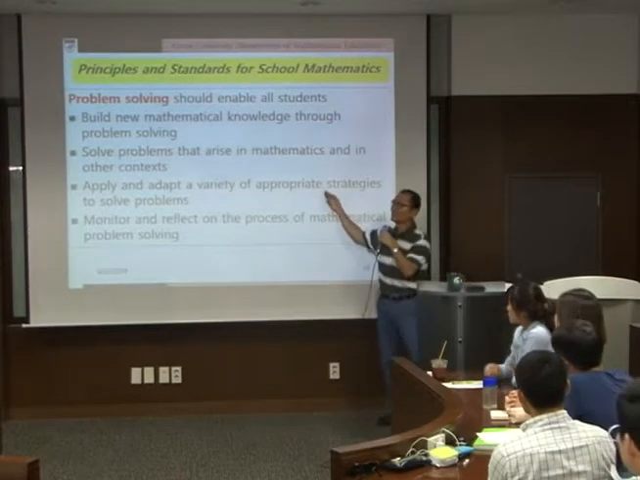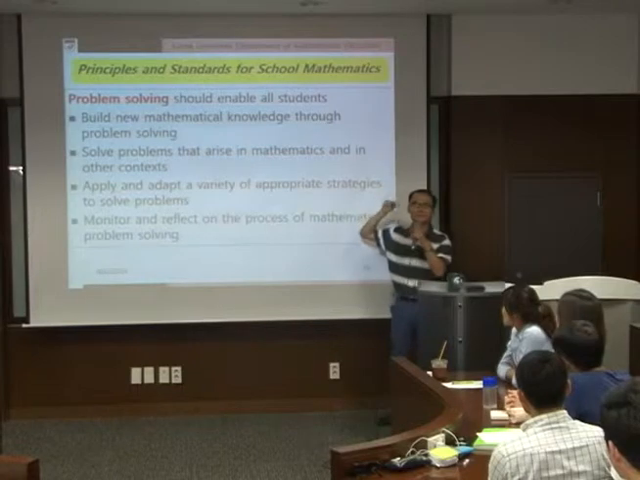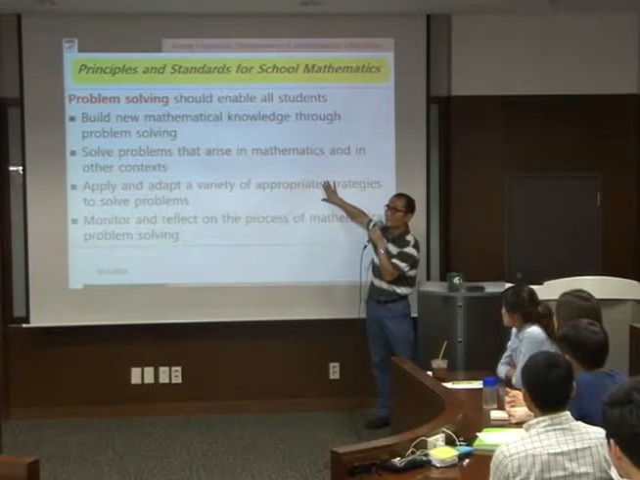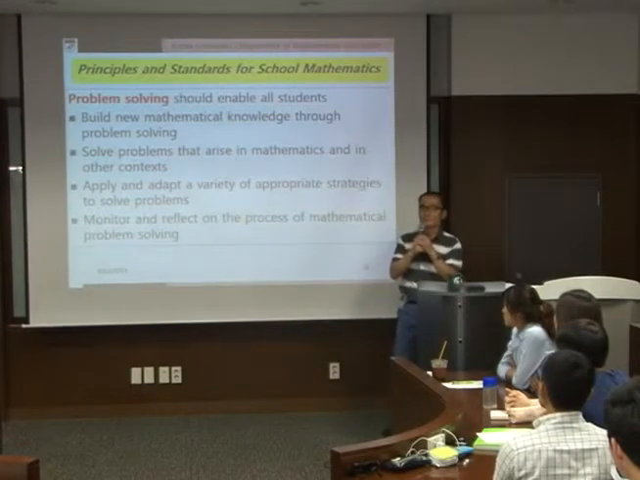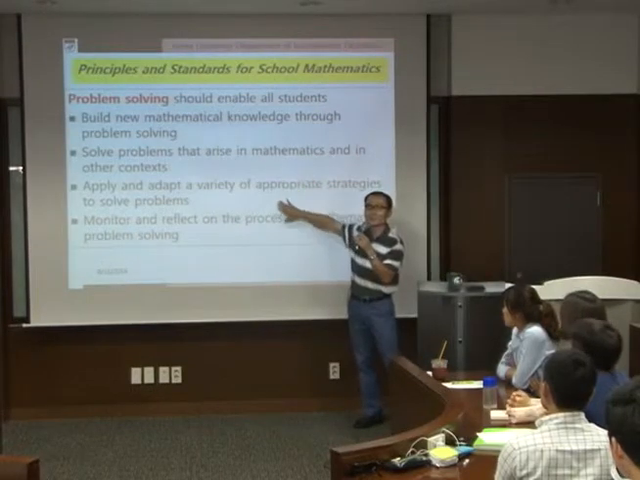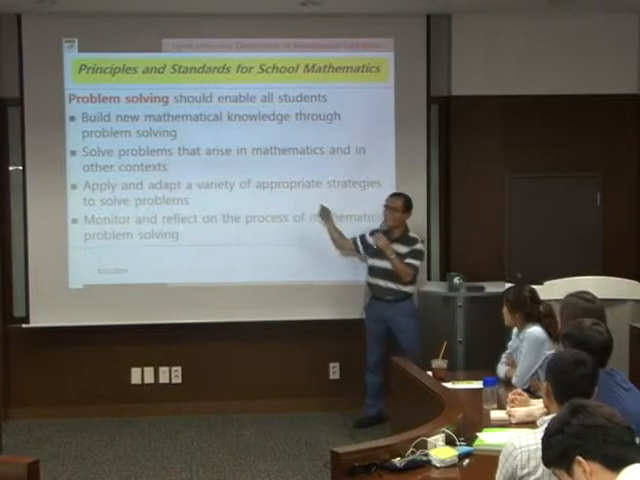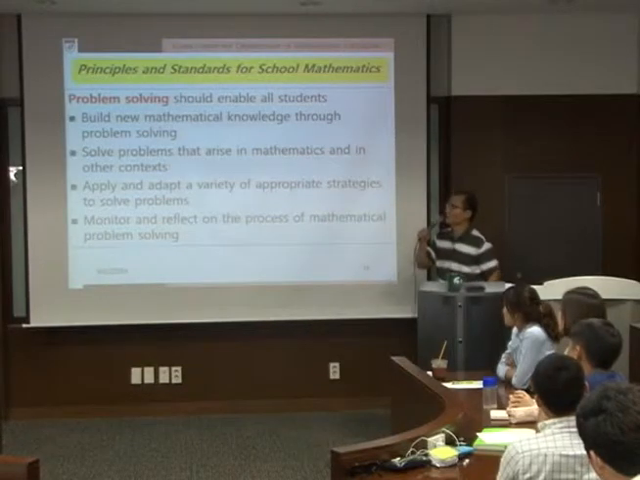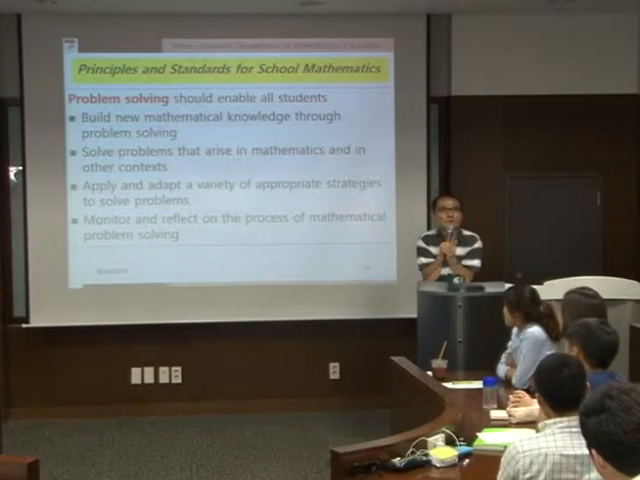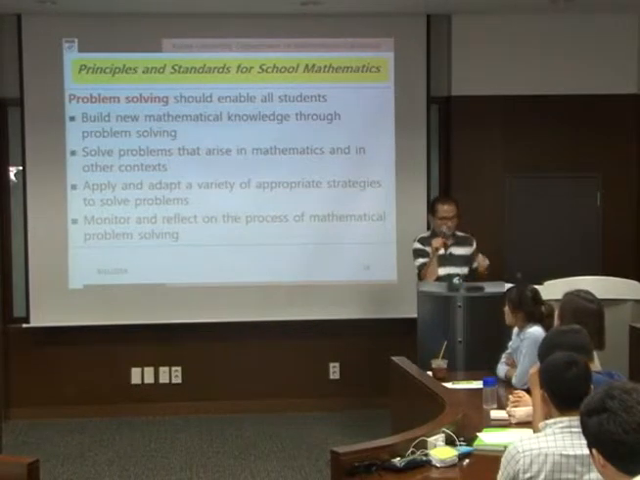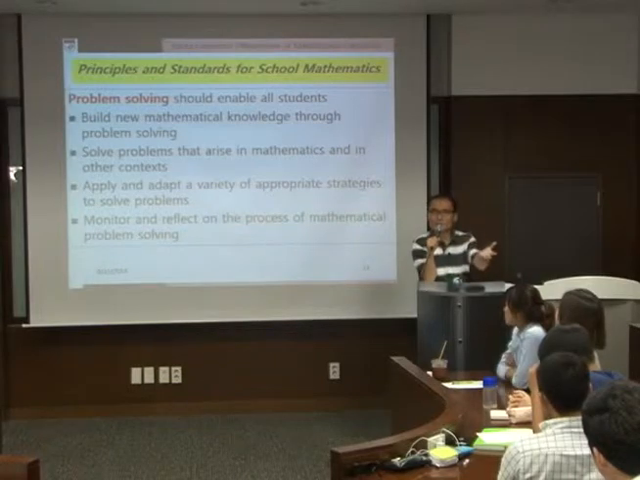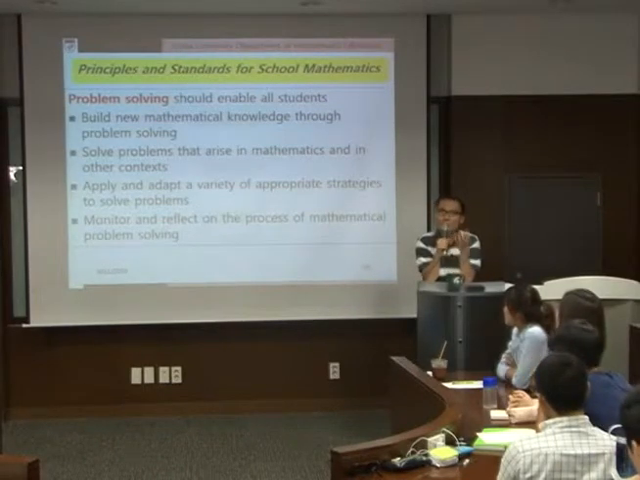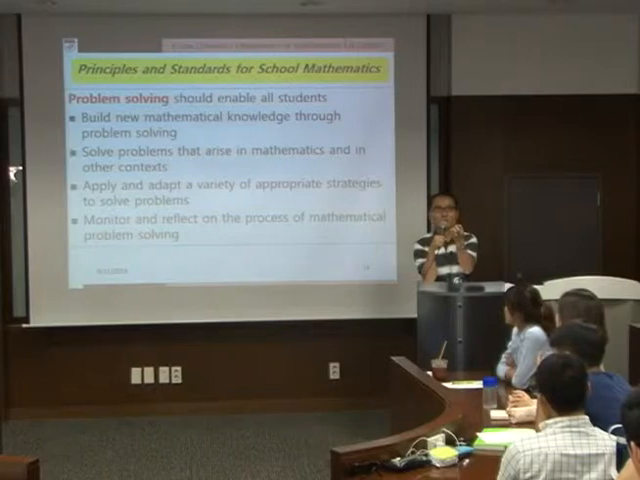Any ideas? For instance, let me select only one of them. Do you have anything in your mind? This part. There are four different perspectives in problem solving. But in order to evaluate student ability in applying and adapting a variety of appropriate strategies to solve problems, how can you develop an assessment item, do you think? I want to give you an example, and then you can better think of how to use this doing mathematics in developing an assessment item.